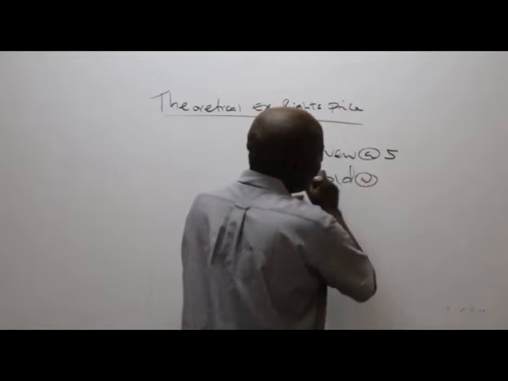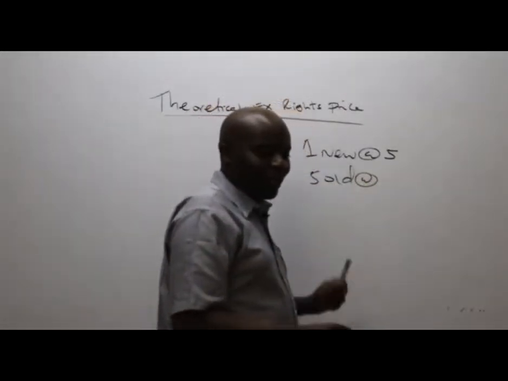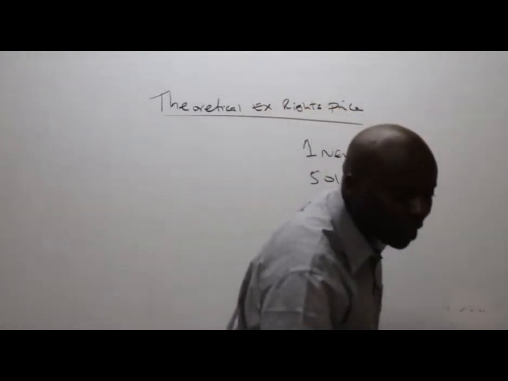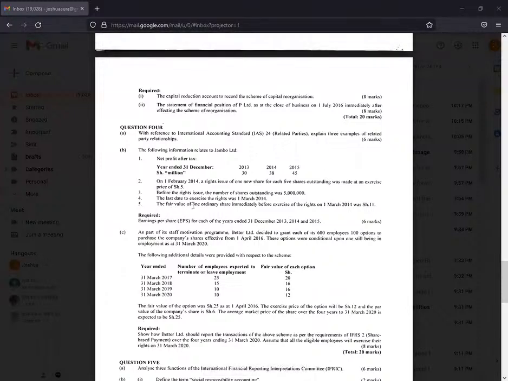And then the old shares, they'll tell you the price of these old shares. What do we have over here? They have told us in note number 5, the fair value of 1 ordinary share immediately before the exercise of the rights on 1st March 2014 was what here? Somebody, 11. So this is the price of the old shares before the rights. So in this case here was 11.